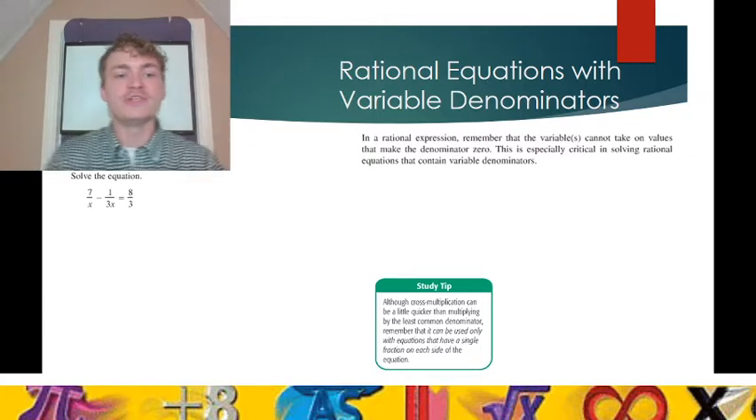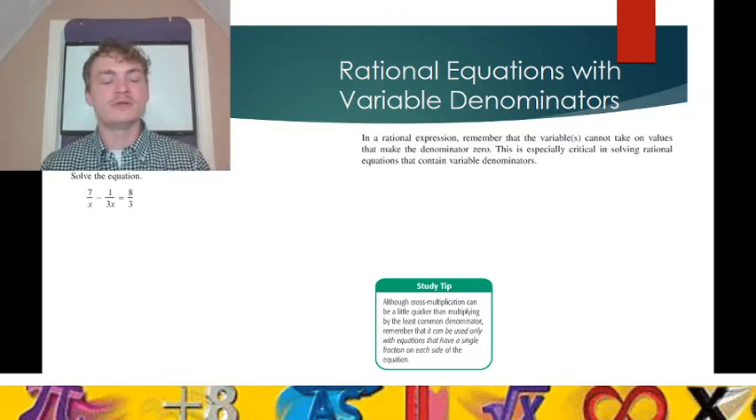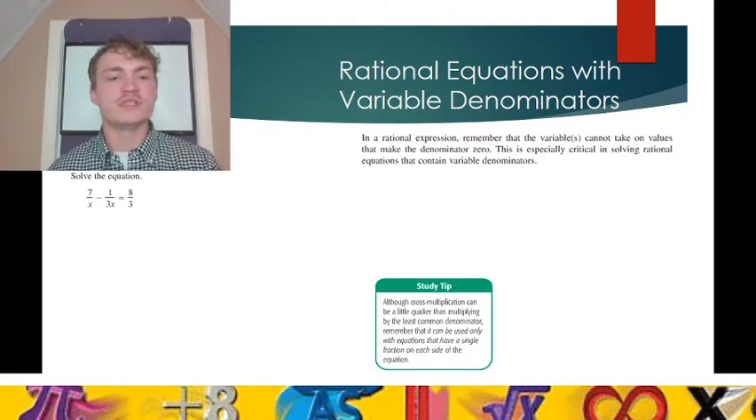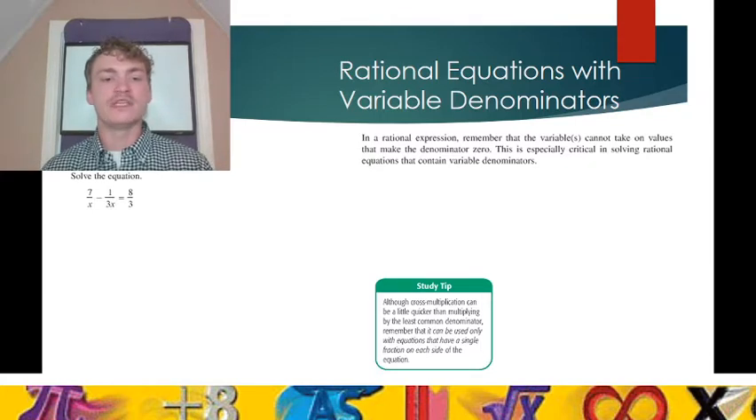So we'll look at the equation here. It is a rational equation because it contains rational expressions. Solve the equation 7 over x minus 1 over 3x equals 8/3. Note that we have 3 fractions, thus 3 denominators: x, 3 times x, and 3.